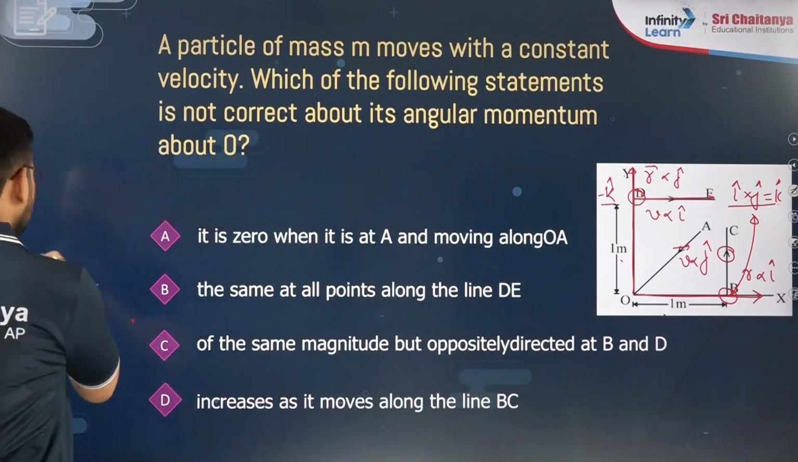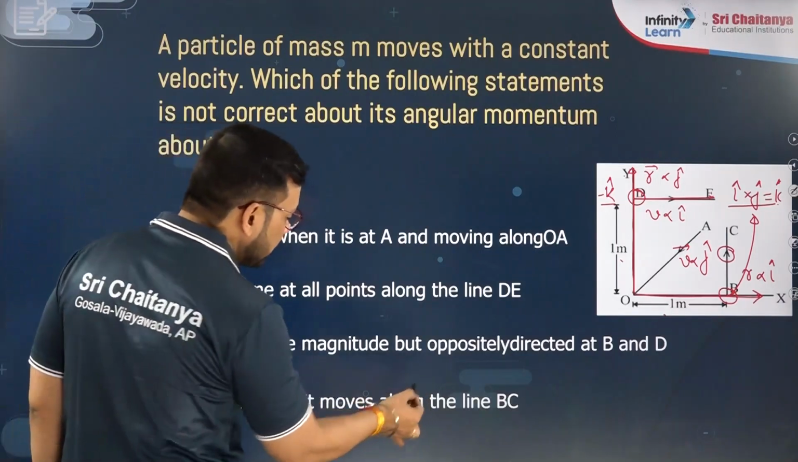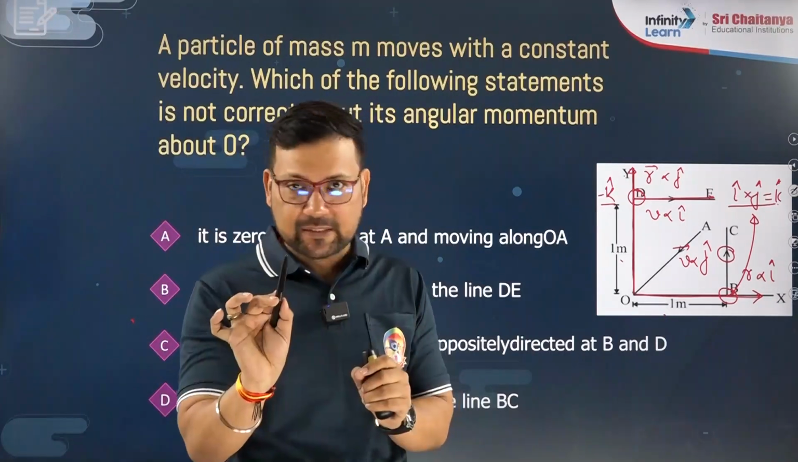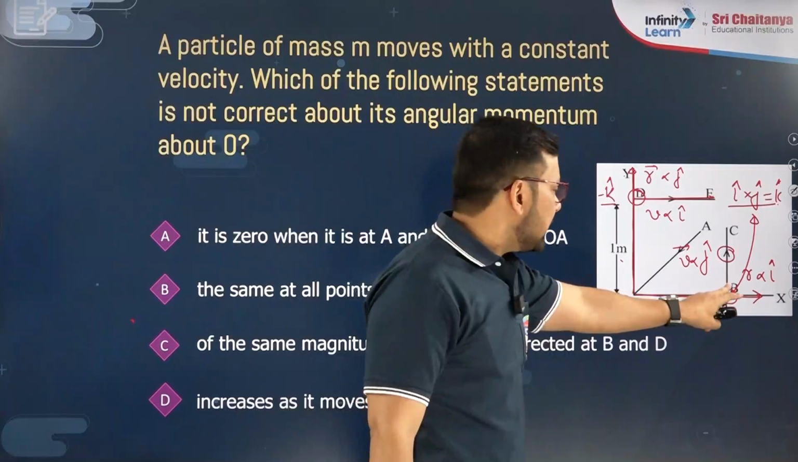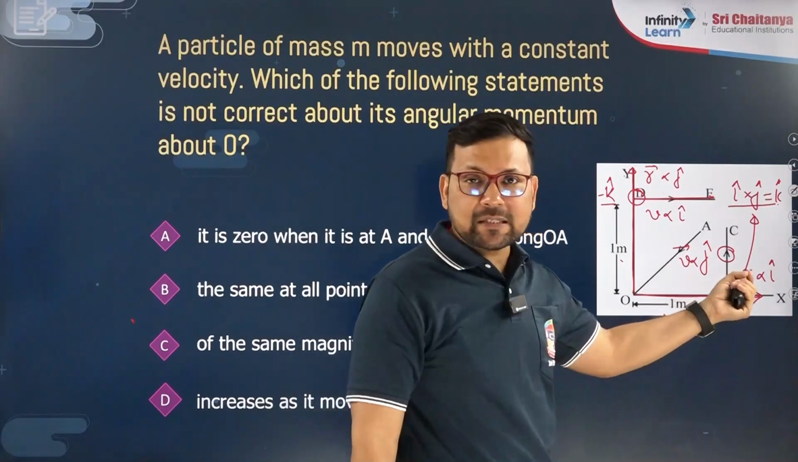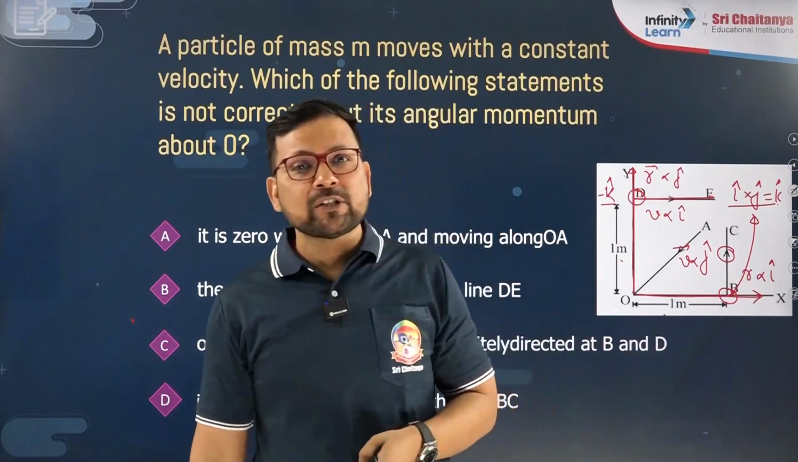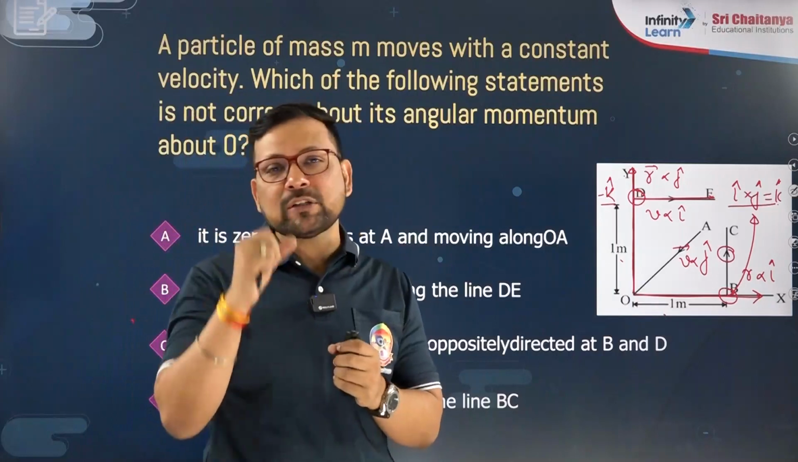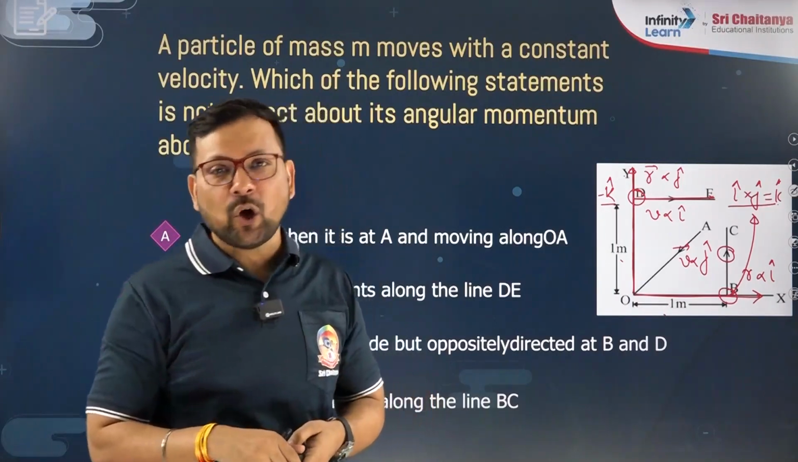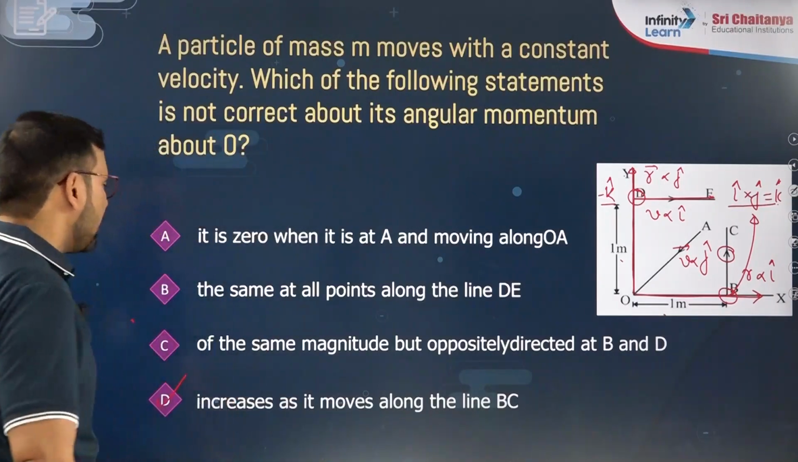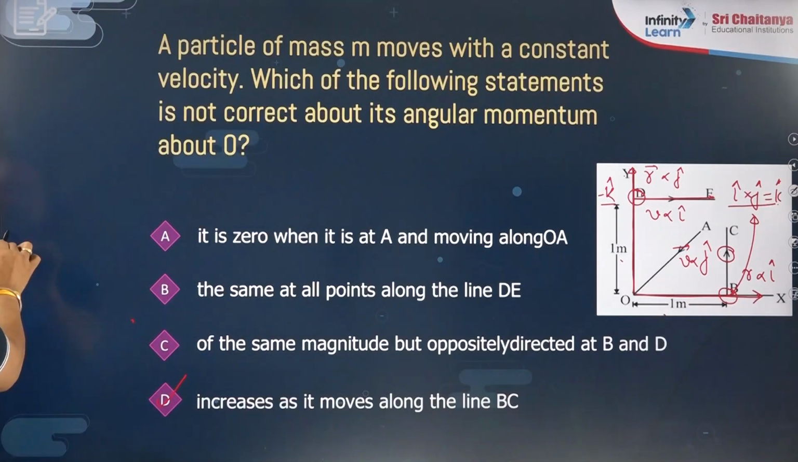Going to the fourth one, it says the angular momentum increases as it moves along the line BC. Increases means magnitude wise, right? Along BC the momentum is mv and the perpendicular distance is 1. When the perpendicular distance is not changing, remaining 1, the magnitude of momentum is not changing, so how can it increase? It is not increasing. It means that is incorrect. We will go with the D option. This is incorrect, so that is the point we will go with.